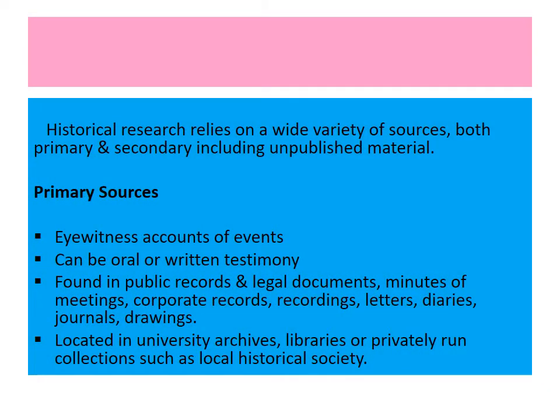Historical research relies on a wide variety of sources, so we can't come to a conclusion by having only a few things. We have to gather a wide variety of sources of information, both primary and secondary data. The primary sources are direct eyewitness accounts of events, and they can be oral or written testimony found in public records, legal documents, minutes of meetings, corporate records, recordings, letters, diaries, journals, drawings, and even located in university archives, libraries, or privately run collections such as a local historical society.